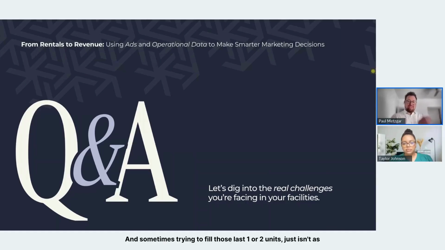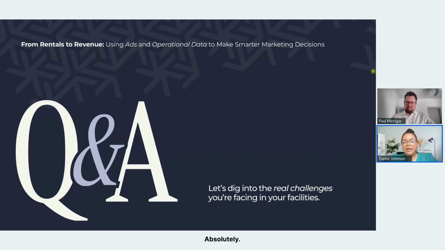And sometimes trying to fill those last 1 or 2 units just isn't as efficient. It doesn't really allow for there to be a lot of upside. It's really going to depend on your situation and what your goals are. And that's part of the process of auditing and looking at and setting those goals together. Absolutely. And it shouldn't rule out ads for you. That's for sure. Just because you've reached a high occupancy, you then need to be looking at your revenue management and the pricing and all of that to get more revenue through the door. So also, what does your churn look like? Kind of like what you talked about at the beginning.